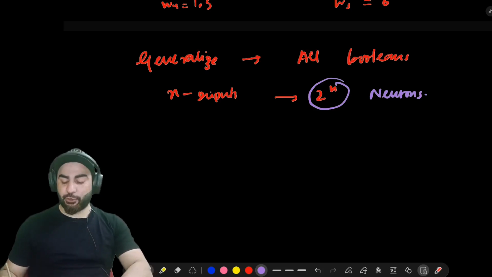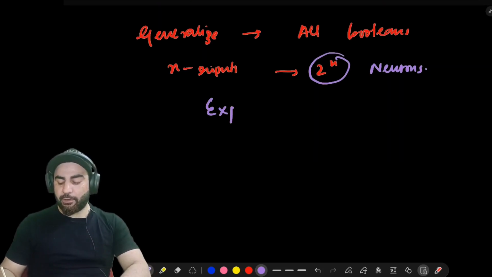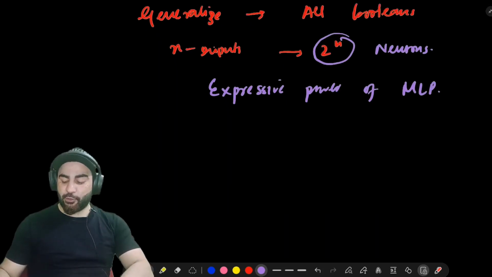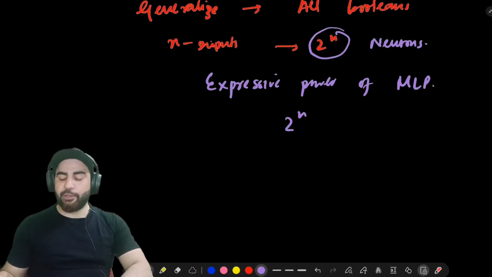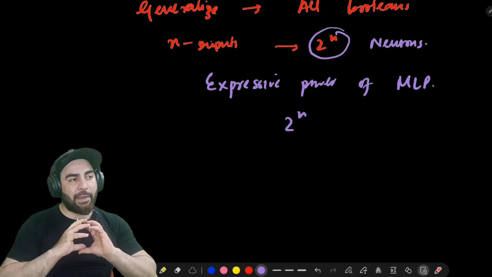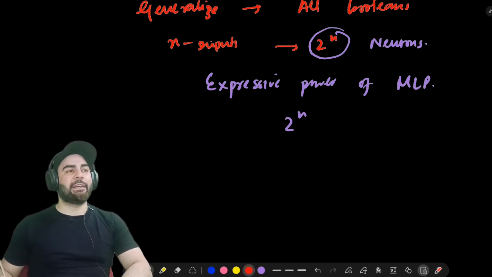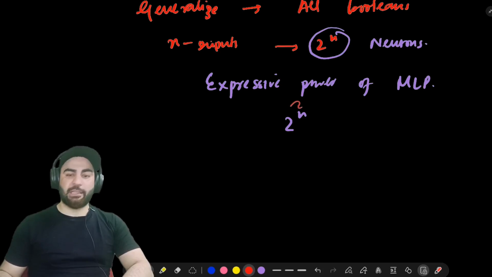So basically this is showing you the expressive power of these multi-layer perceptrons. You can just have one hidden layer with 2 to the power n neurons, and you can map any Boolean function with this. Now the interesting question is, is there a way? Can we optimize these neurons? Can I use fewer than 2 to the power n neurons somehow?